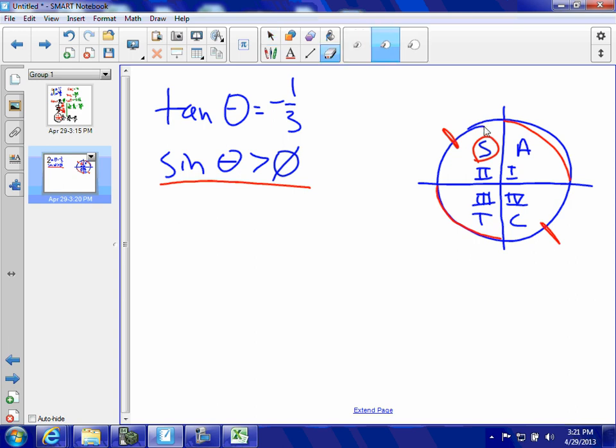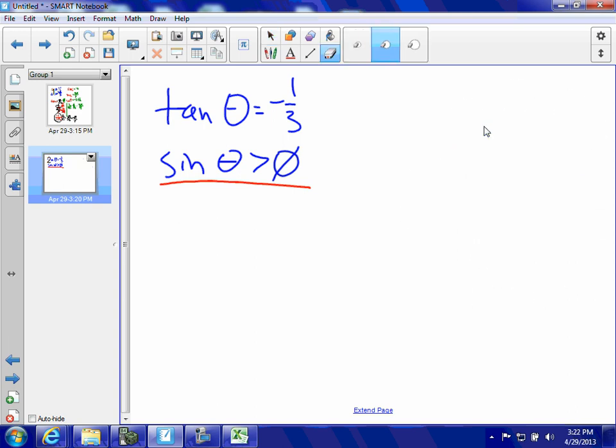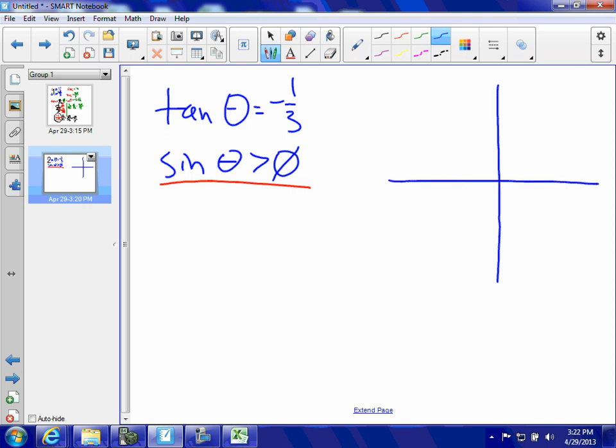I'm going to redraw my quadrants. So I know that my angle is going to be here someplace. I don't exactly know where, but I know that's where it's going to be. So my reference angle is here. I would drop my perpendicular here. And I know that tangent is equal to negative 1/3. Well, that means that sine is going to be positive 1, and cosine is going to be negative 3, because tangent is sine over cosine.